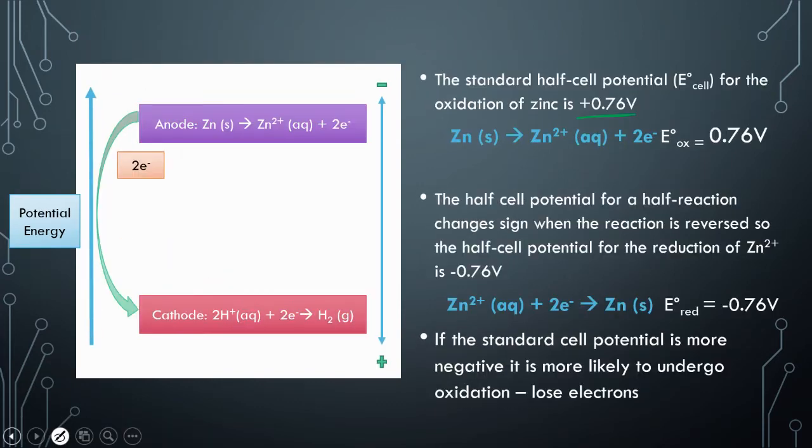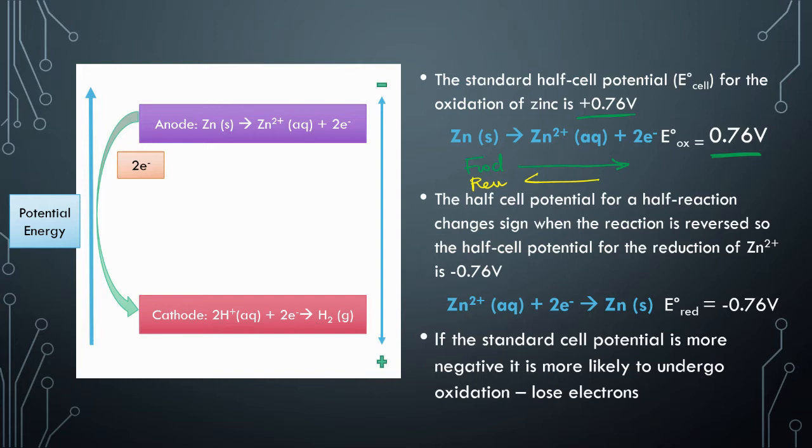This is a forward reaction. This is going this way. Zinc is becoming zinc 2 plus plus 2 electrons, and therefore it's a positive value. However, if you take this reaction and you reverse it, meaning 2 electrons and zinc 2 plus will combine to form zinc solid, like if you go in the reverse direction, if the forward direction is positive, then the reverse direction is negative for the E cell.